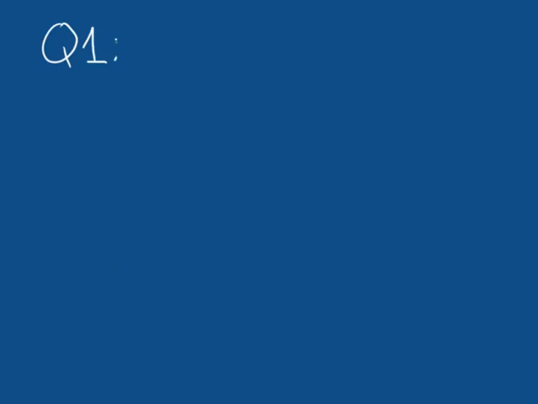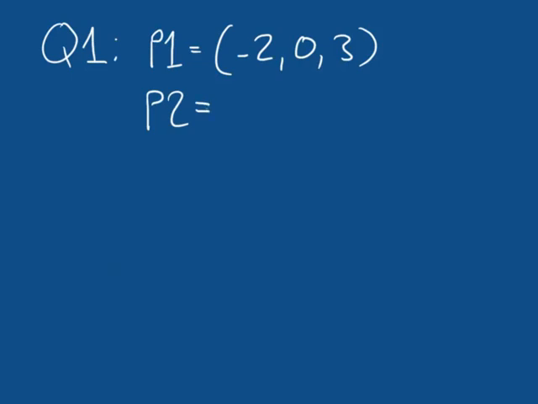And this question, I'm going to set you 2 points. There are 2 points in 3D space. A point P1 is equal to (-2, 0, 3). And a point P2 is equal to (1, -4, 6). And there are 2 parts to this question, if you will.